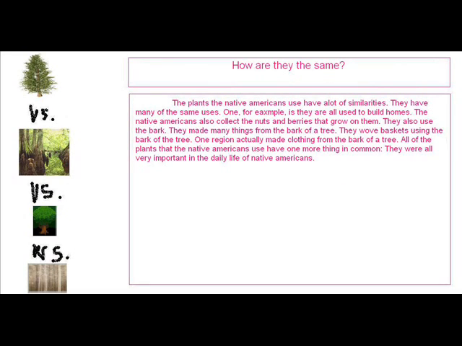The plants the Native Americans use have a lot of similarities. They have many of the same uses. One, for example, is they are all used to build homes. The Native Americans also collect the nuts and the berries that grow on them. They made many things from the bark of a tree. They wove baskets using the bark of a tree. One region actually made clothing from the bark of a tree. All of the plants that the Native Americans use have one more thing in common. They were all very important in the daily life of Native Americans.